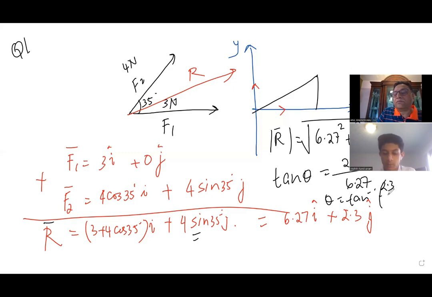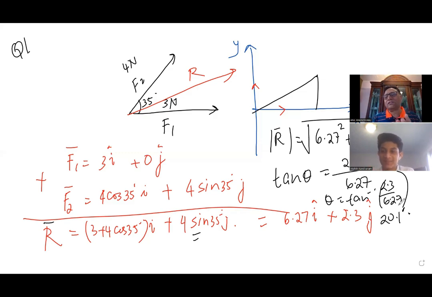So it would be 20.1 degrees. Same answer. What I'm trying to say here is that there are three ways of solving systems of equations. One, you could make a triangle. Second, you could make a parallelogram. Now, those first two methods, triangle and parallelogram, really work if you have only two forces.